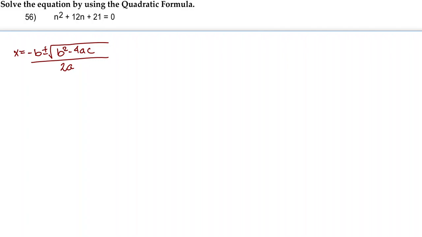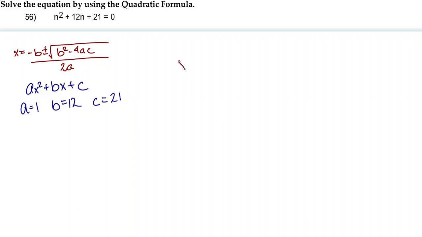So this quadratic formula and the a, b, and c all refer back to the form that this equation is in, which is ax squared plus bx plus c, in which our a here equals 1, our b here equals 12, and our c here equals 21. So now we just got to plug these values in for the variables inside of the quadratic formula and solve.